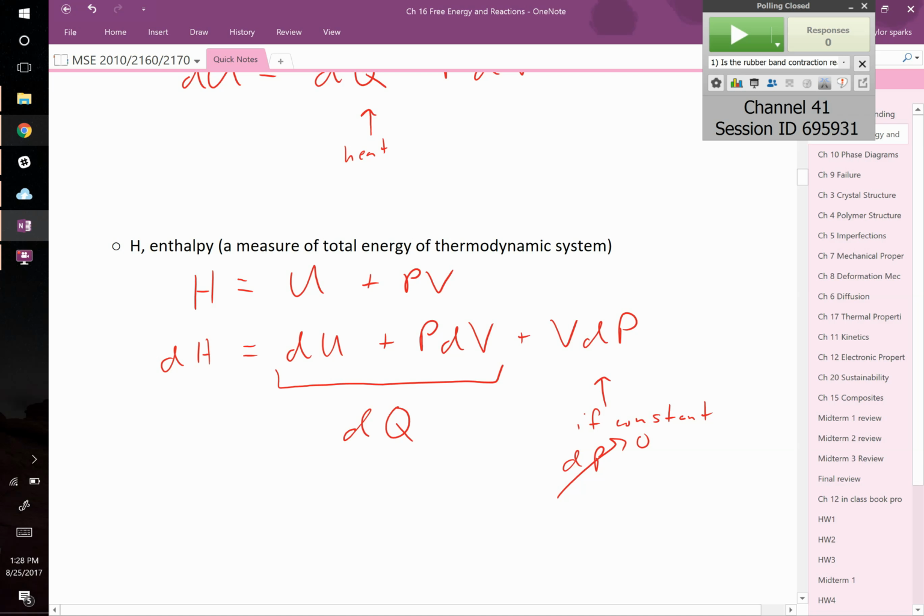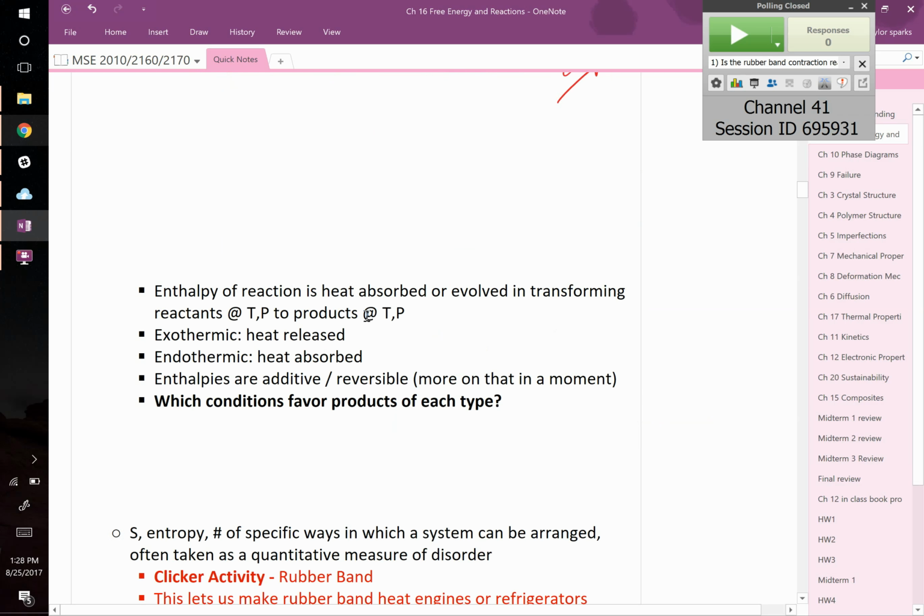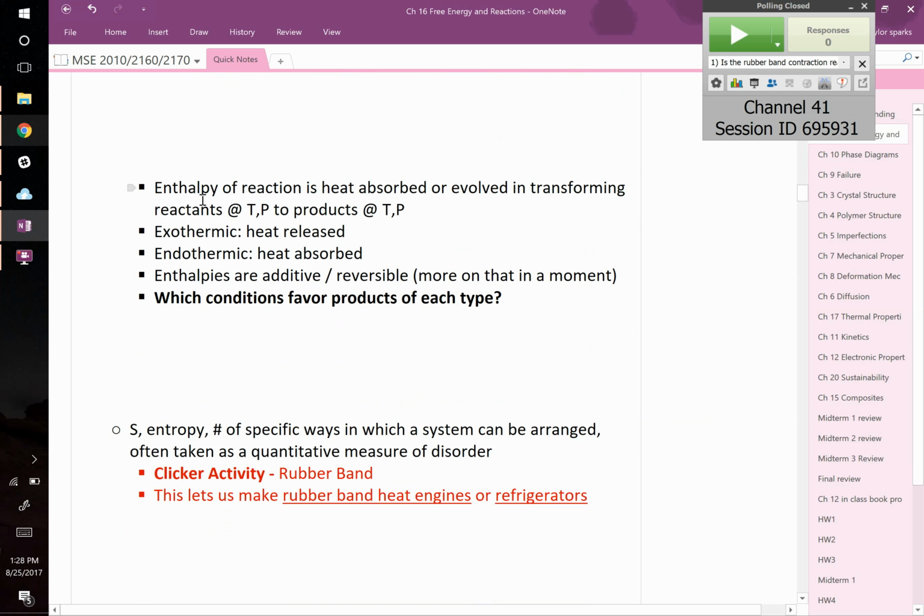Now, this doesn't work if you have something like a reaction chamber where the pressure inside that chamber can change as the reaction goes, right? Then you have to consider that term. It doesn't just go to 0. But for a lot of things that we care about, enthalpy change is just the heat evolved or absorbed in a chemical reaction, okay? And again, we say it's exothermic if that heat gets released, meaning it feels warm, and it's endothermic if the heat gets absorbed. Okay?